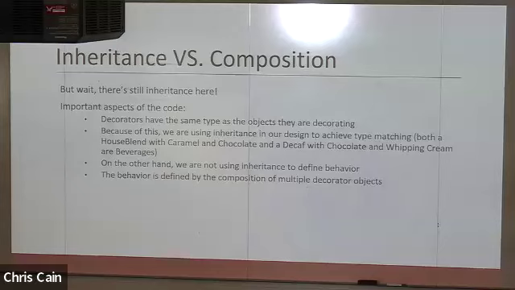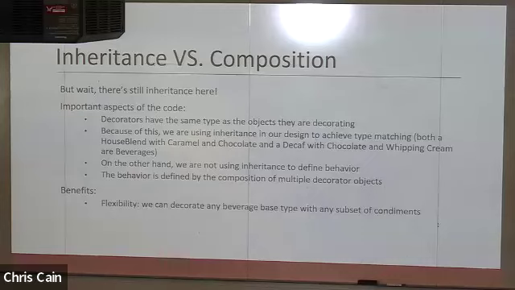So the benefits of this, we end up with flexibility. Any beverage base type can be decorated with any subset of condiments. This works really nicely if we want to allow the customer the ability to mix and match during runtime. We can decorate an object at runtime. We don't have to compile our program with the knowledge of what they're going to be decorating. It's something that can happen during the execution of our program.